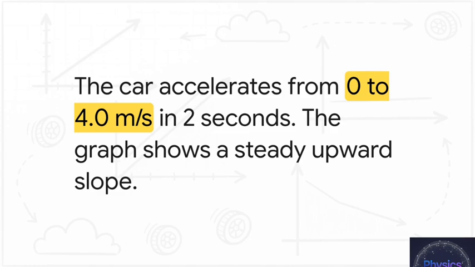Okay, the driver puts their foot on the gas. For the first 2 seconds, the car smoothly speeds up from 0 to 4 meters per second. And on our graph, what does that look like? A perfect straight line sloping upwards. That right there is a picture of positive acceleration.